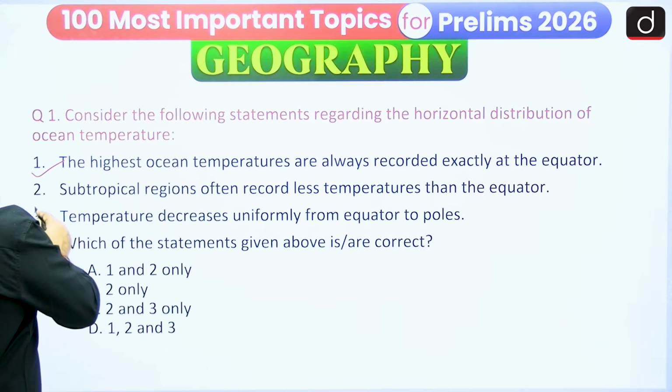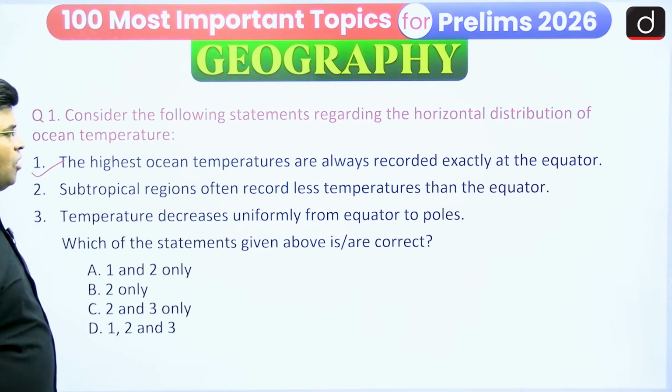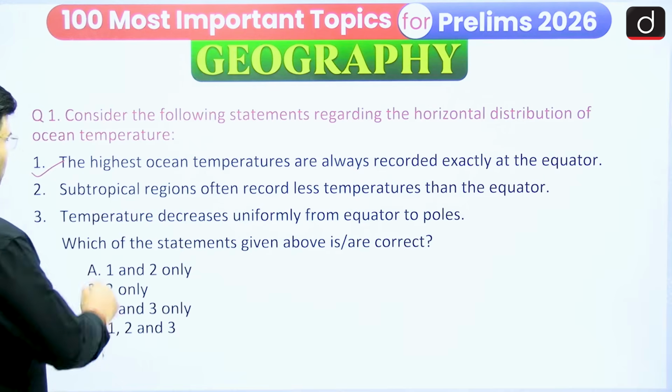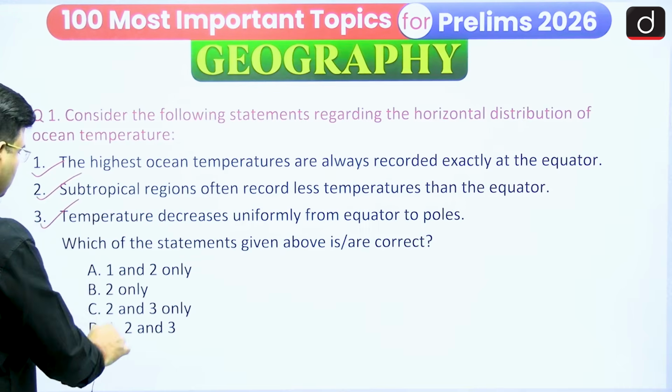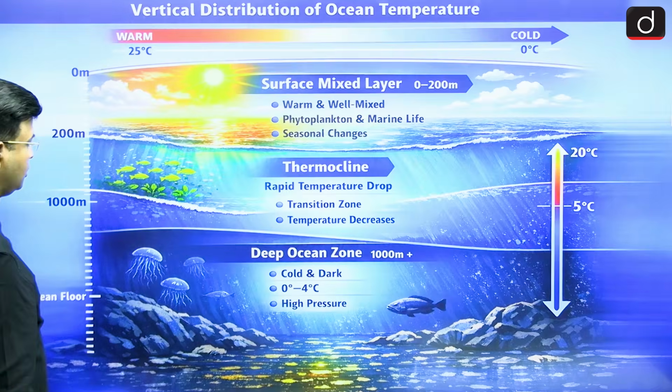And subtropical regions often record less temperature than the equator. Yes, this is also correct. And temperature decreases uniformly from equator to poles. This is also correct. All the statements are correct, and 1, 2 and 3 you can say.